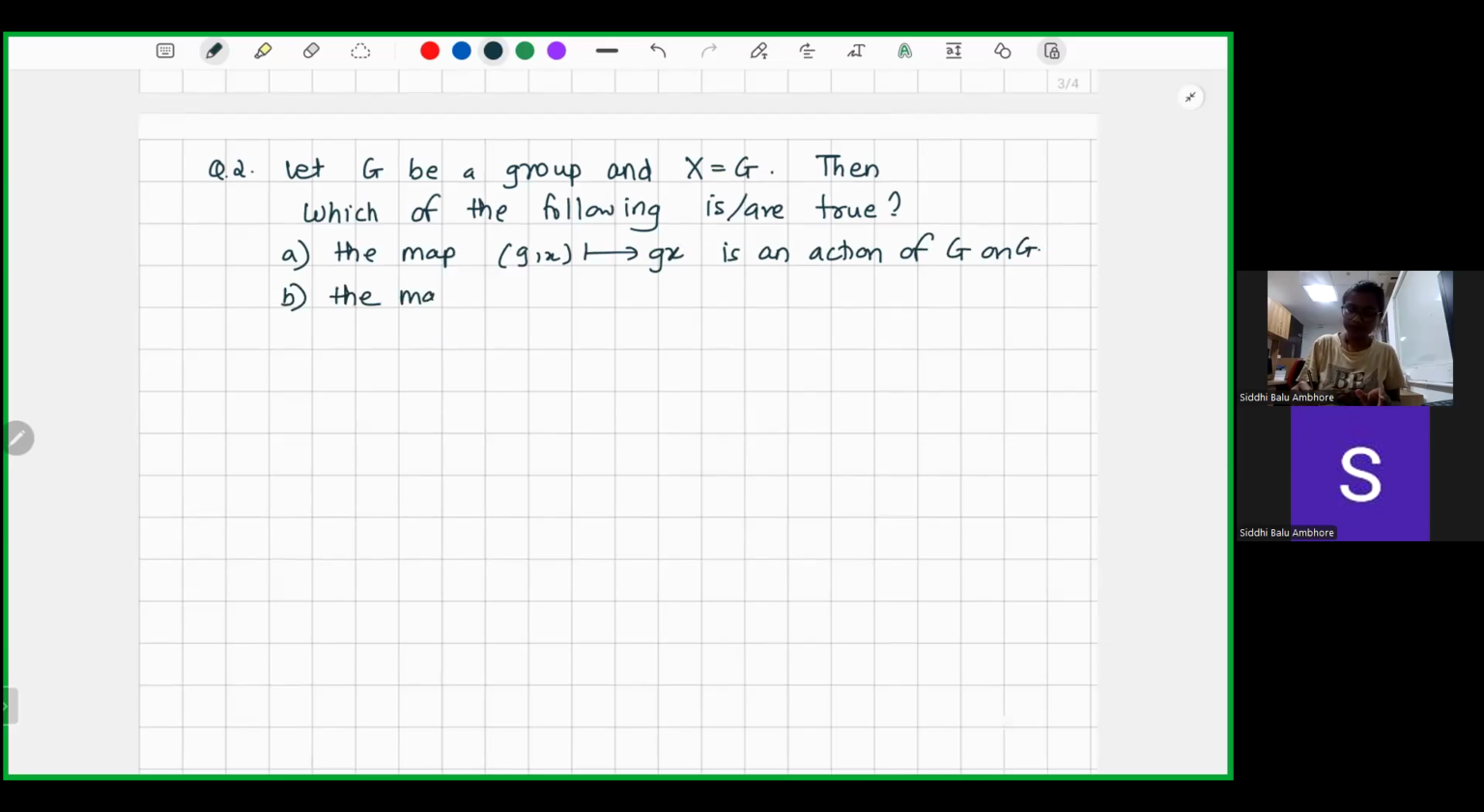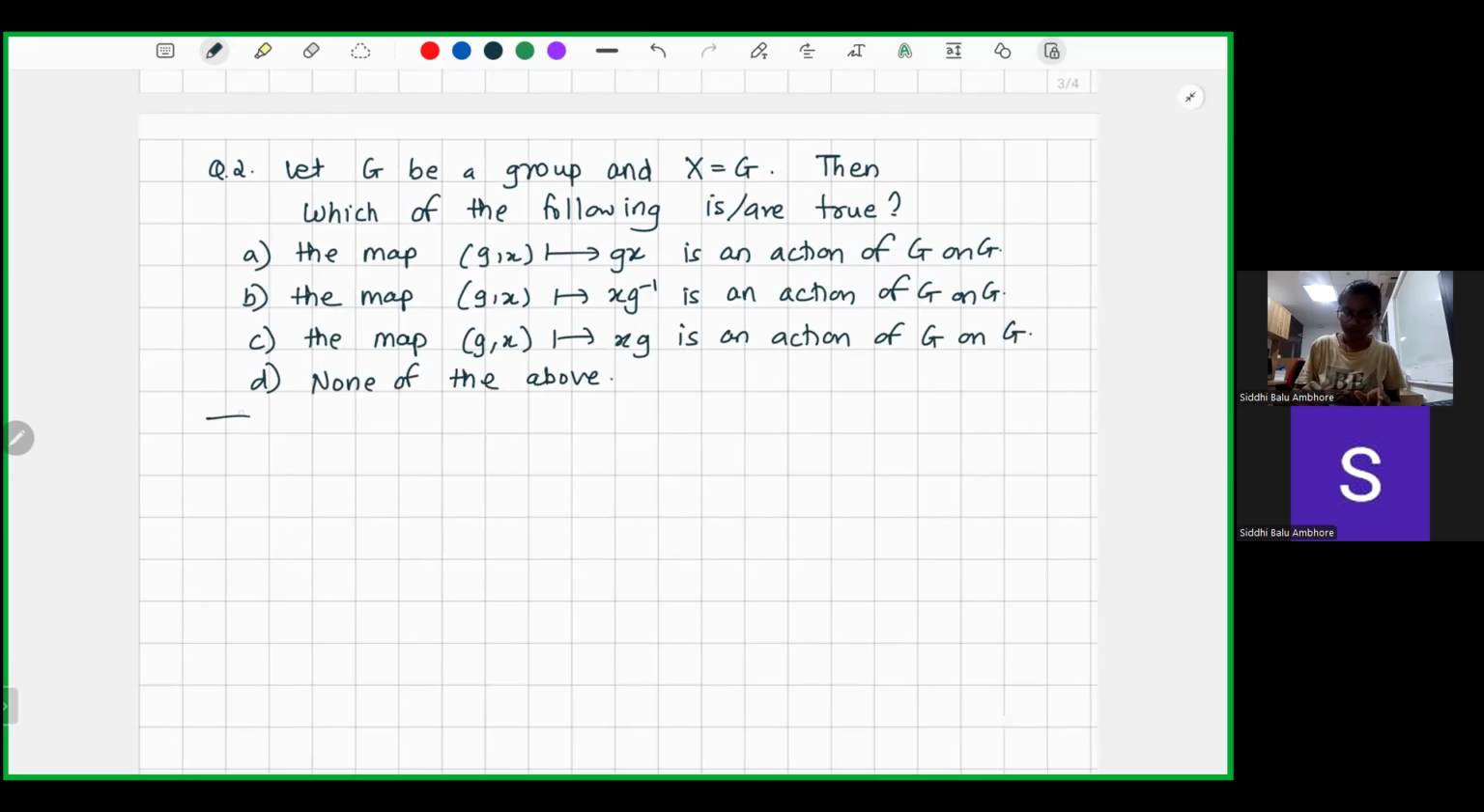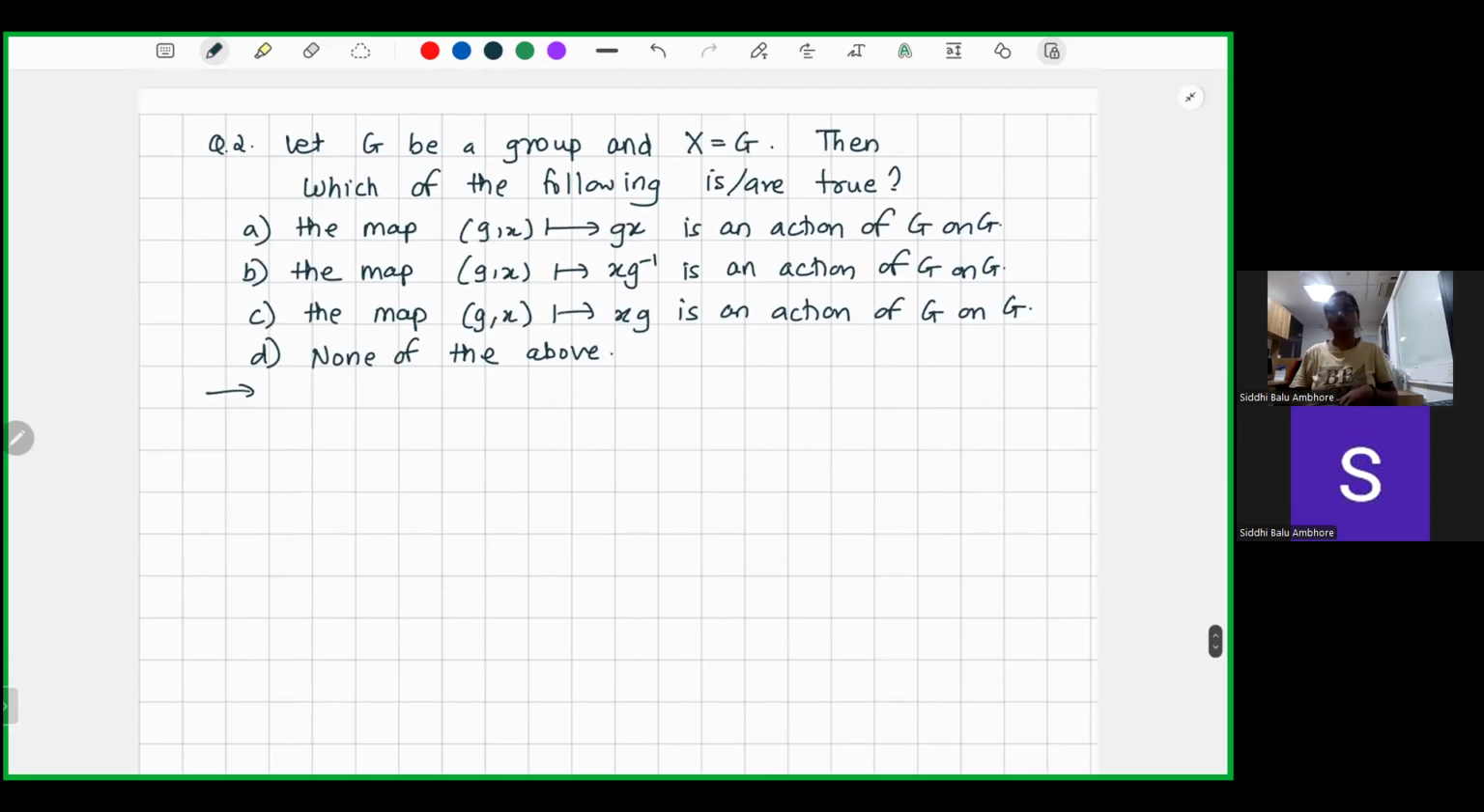B, the map (g, x) going to xg inverse is an action of G on G. C, the map (g, x) going to xg is an action of G on G. And D, none of the above.